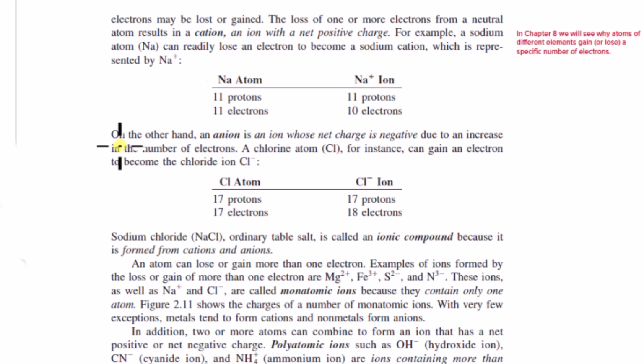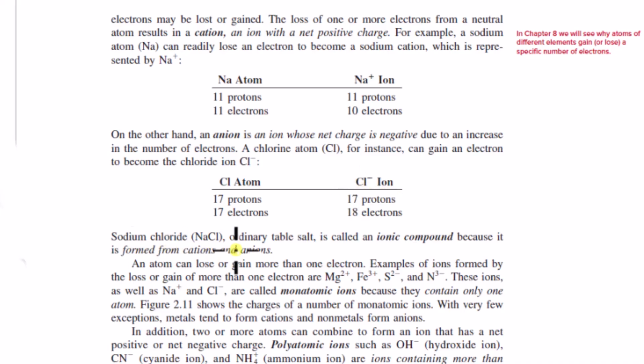And then same idea from the other perspective. On the other hand, an anion is an ion whose net charge is negative due to an increase in the number of electrons. A chlorine atom, for instance, can gain an electron to become the chloride ion. Gain an electron, it's still chlorine, still 17 protons, but now you have one more electron than proton, so we call it the chloride ion.